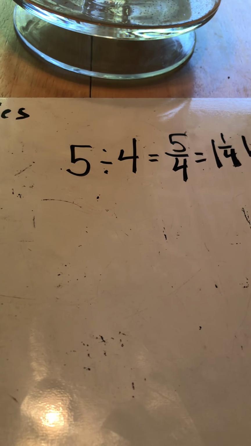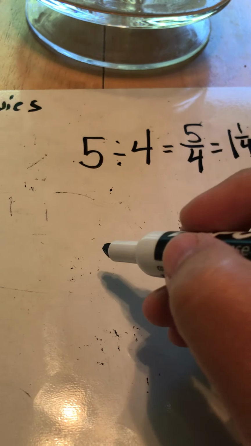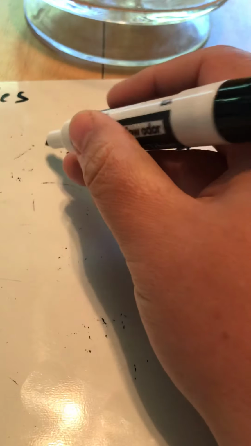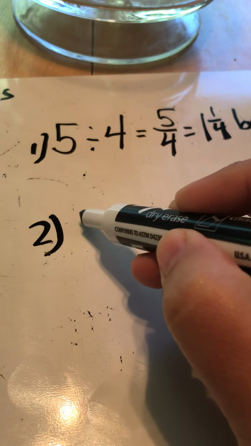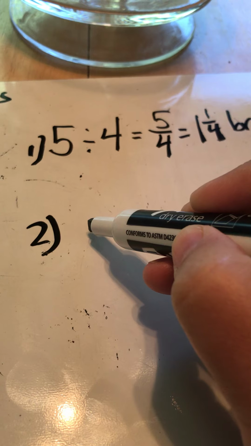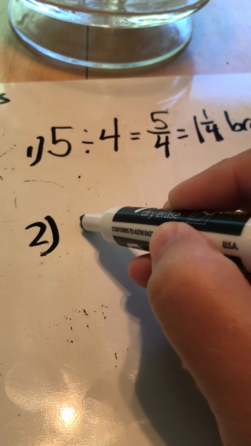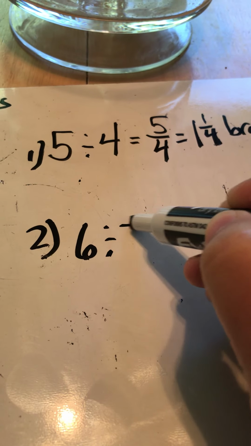7 people equally share 6 brownies. How much of a brownie does each person get? So here it's a little bit different. This was problem number 1. Let's go to problem number 2. 7 people equally share 6 brownies. So we have 6 divided by 7 here.